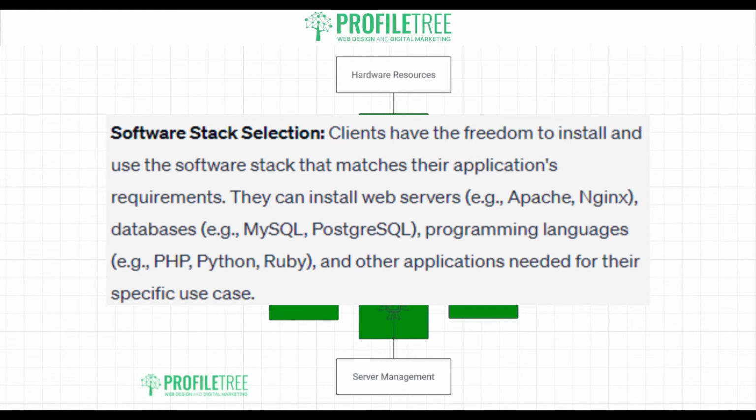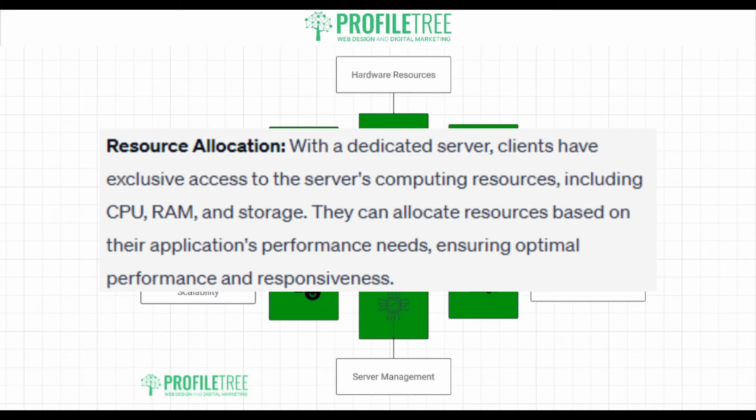Next up is resource allocation. With a dedicated server, clients have exclusive access to the server's computing resources, including CPU, RAM, and storage, and they can allocate resources based on their application's performance needs, ensuring optimal performance and responsiveness.